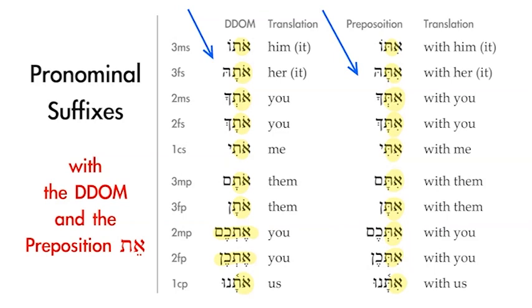So now you can tell the difference between pronominal suffixes attached to the definite direct object marker and pronominal suffixes attached to the preposition with. Here's one way to remember the spelling of the definite direct object marker with the pronominal suffixes. In the abbreviation DDOM, we have that English letter O, and that corresponds to the O-class vowel that the definite direct object marker takes when it takes a pronominal suffix. Similarly, the preposition with, W-I-T-H in English, has an I-class vowel in it, I, and it is spelled with the I-class vowel hireq in each of its forms. So remember, the DDOM has O, and the preposition eth has I. And if you memorize it that way, you won't confuse the forms.